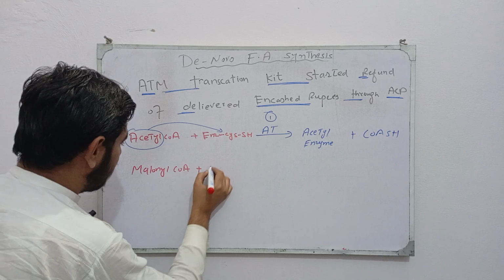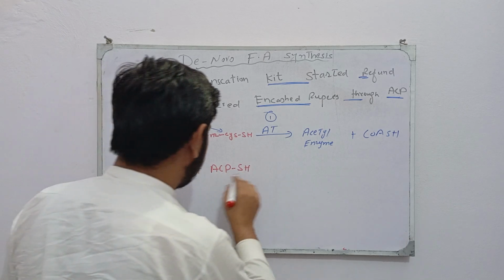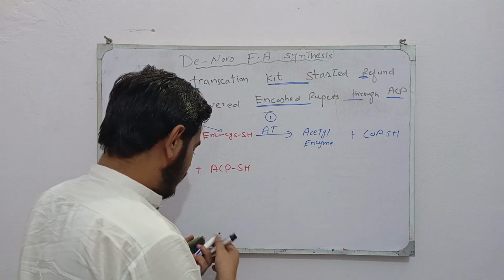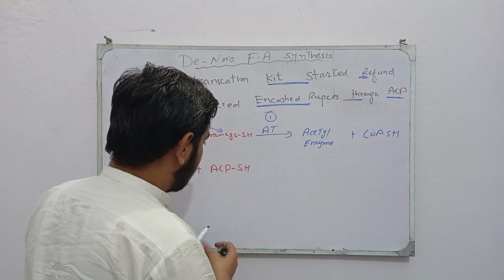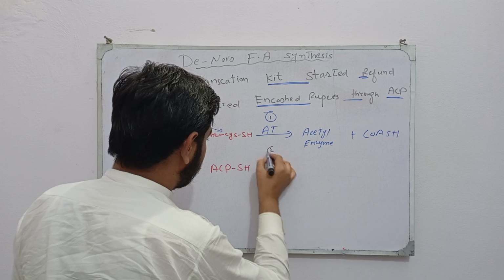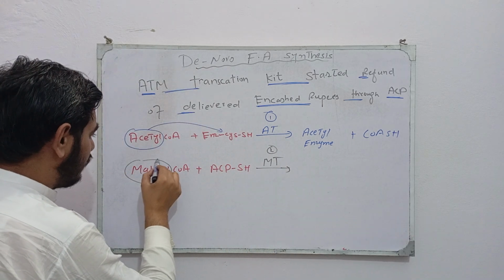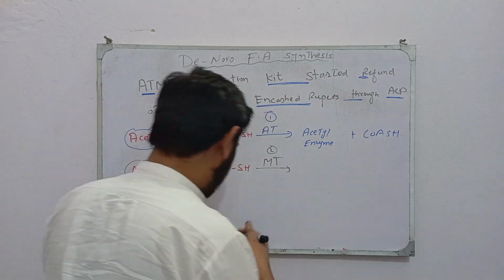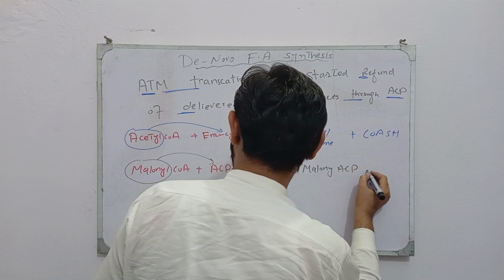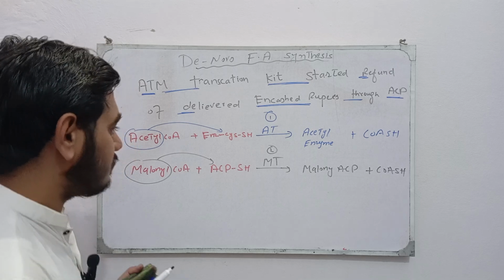It gets condensed with ACP-SH, acyl carrier protein containing a sulfhydryl group, with the help of the enzyme malonyl transacylase. This is the second step. There is a transfer of the malonyl group to the ACP, leading to the formation of malonyl ACP, and there is a release of CoA. This is the second step.